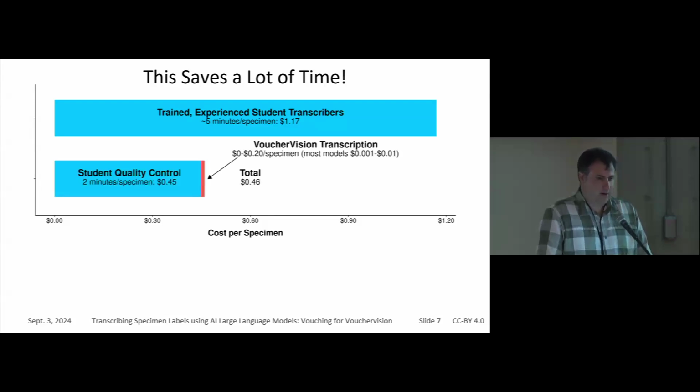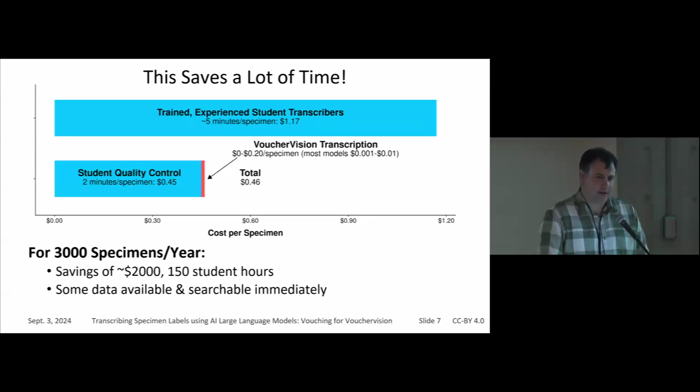And so now we're down to about 2 minutes per specimen instead of 5. And so we've more than halved our cost with this. And most of that is still quality control, which we're hoping, as this improves, we can reduce further. And so the actual cost of using VoucherVision, this little slice in red, is just a few cents. It's really amazing. And so we process about 3,000 specimens a year.